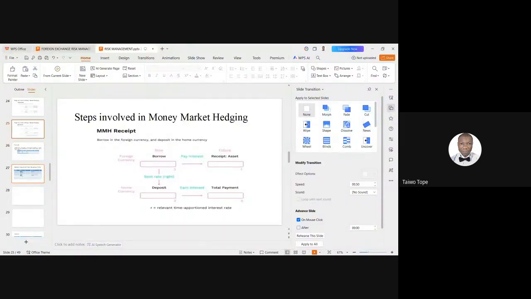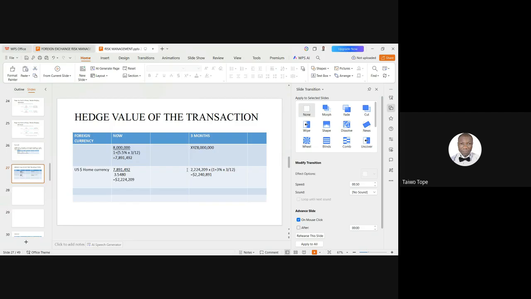So coming back to this question, we said we need 8 million. We're expecting 8 million in 3 months' time. This is the 8 million.